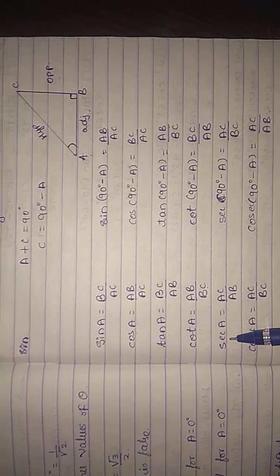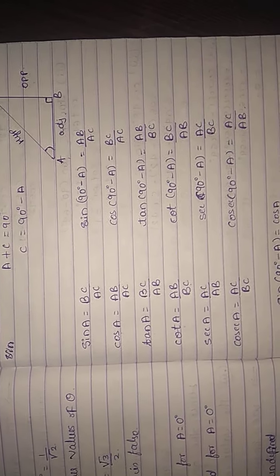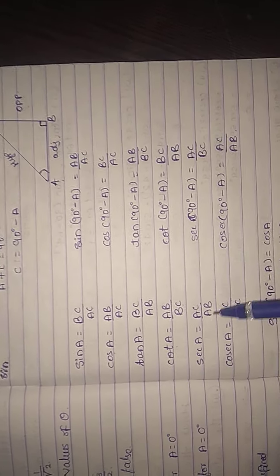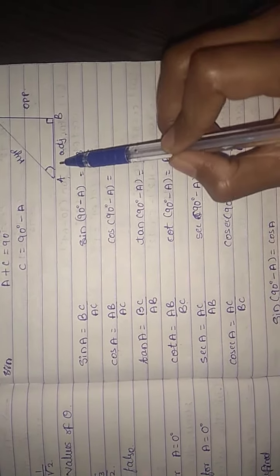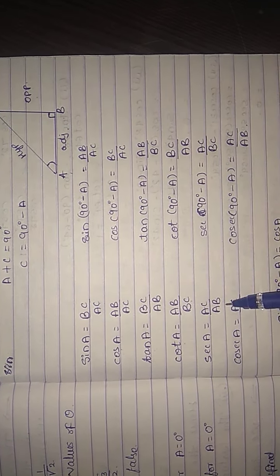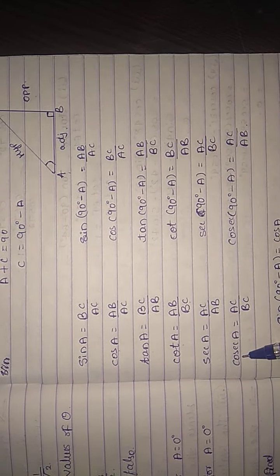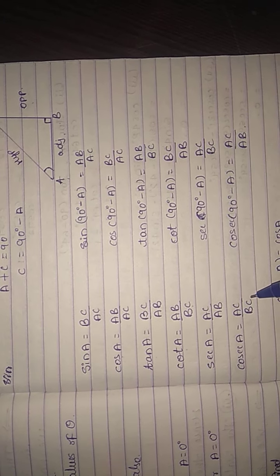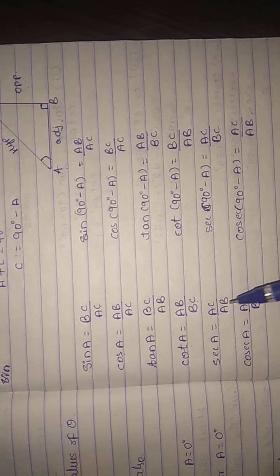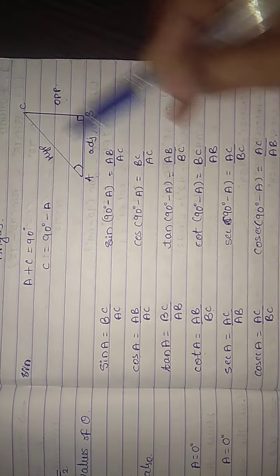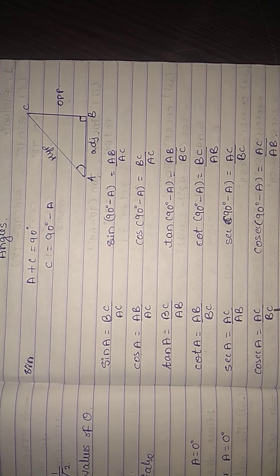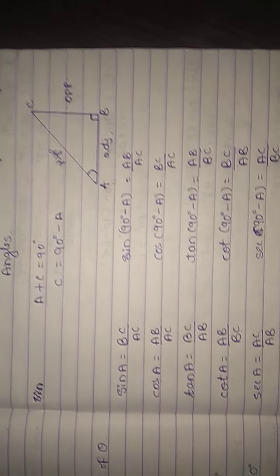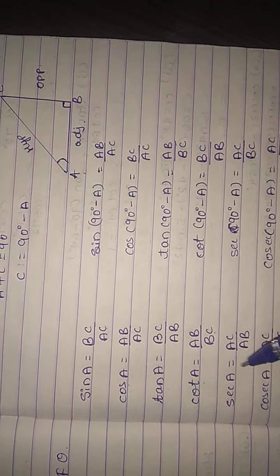Next is sec. Sec A is hypotenuse by adjacent. Yes. Hypotenuse is AC and adjacent is AB. And cosec A is hypotenuse by opposite. Yes. Hypotenuse is AC and opposite is BC. Okay. These are the 6 trigonometric ratios of angle A.